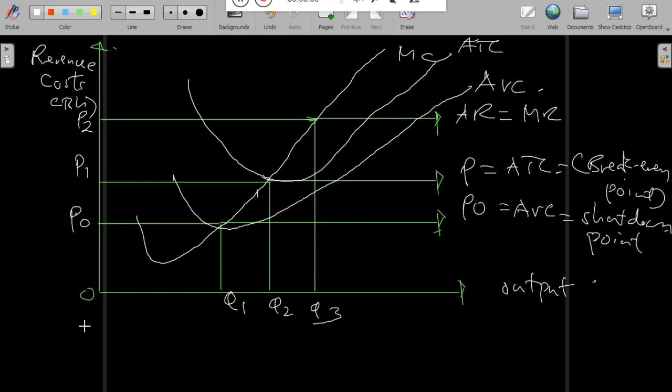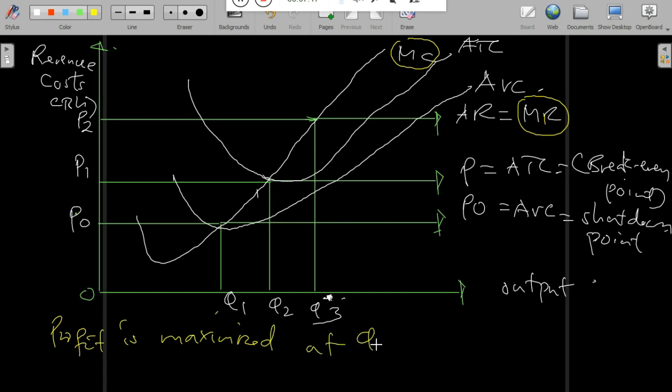So we have the output. We have also the shaded area upward, below between P2 and P1. That shaded area over there represents the output. We have also the shaded area over there.